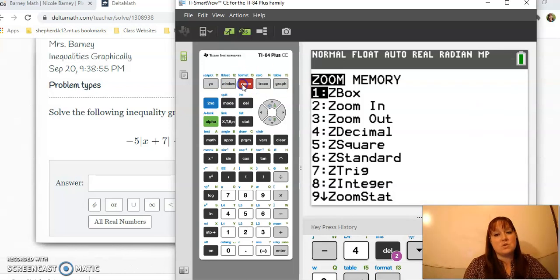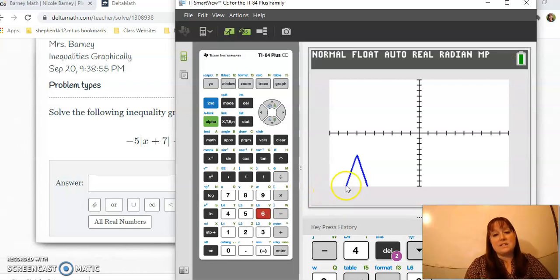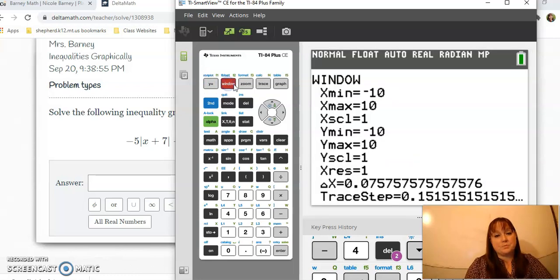So I'm going to go to zoom and I'm going to go to 6. Zoom standard, that's always where I start because it gives me an idea of where it is. This is a 10 by 10 grid. Now I see the absolute value is here, but of course the negative 19 is not showing because it's down low. So let's change our window. I wouldn't zoom out. I would just start changing my window because zooming out sometimes then the function gets so tiny in there it's hard to see.